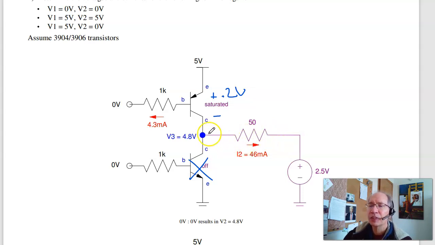So that's the first case. I've got 4.8 volts here, current flows right.